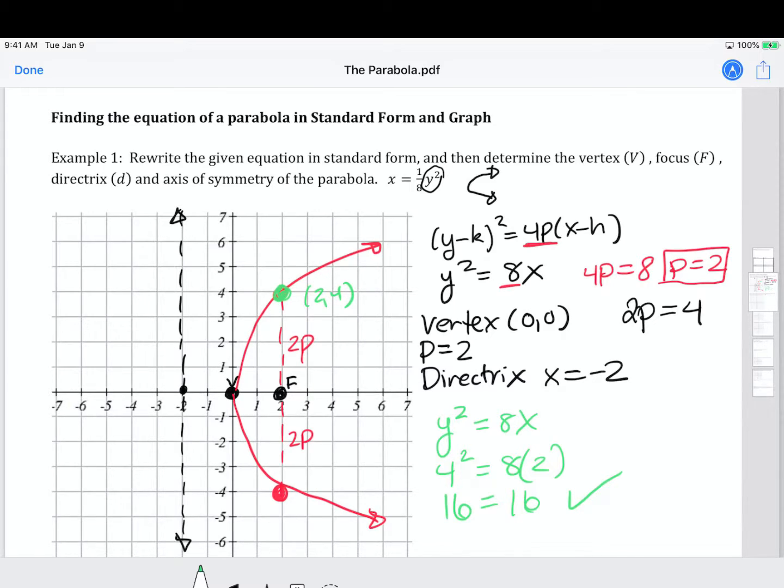And then by symmetry, you should also have this point on the graph as well, which is (2, -4). And if I plug in -4, that will work as well, because when I square and I put in -4 into the y squared, that's going to become a positive 16 anyways.